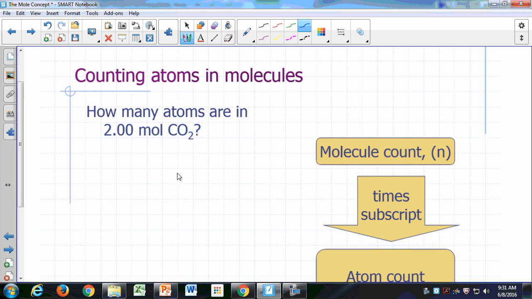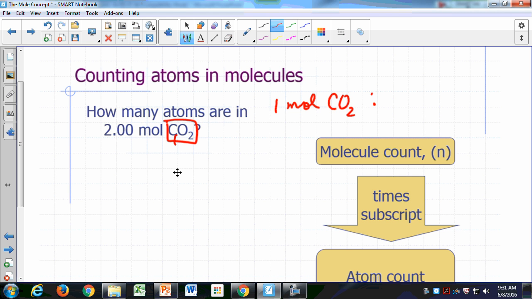So how would you answer this question? How many atoms are in 2 moles of CO2? Well, again, this time we're not counting specific atoms. You have to count all the atoms. So you have to realize that this formula means 1 mole of molecules has how many atoms?